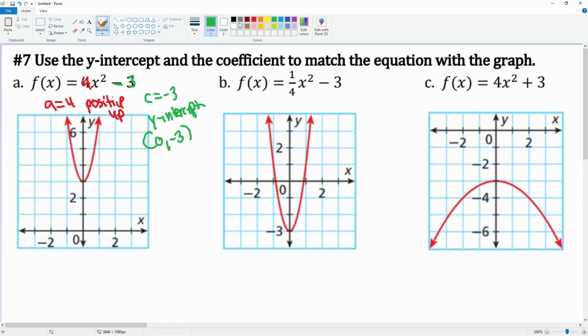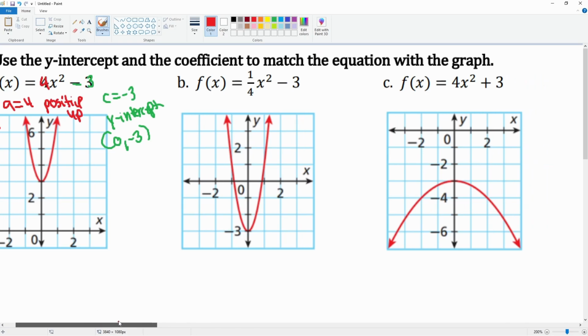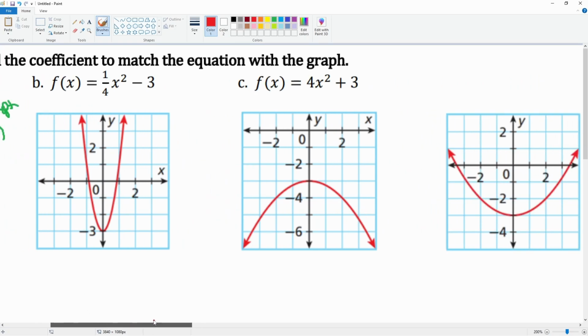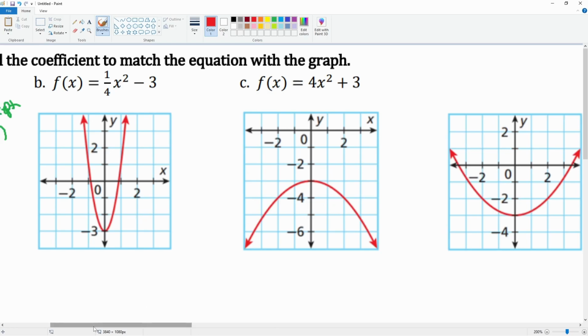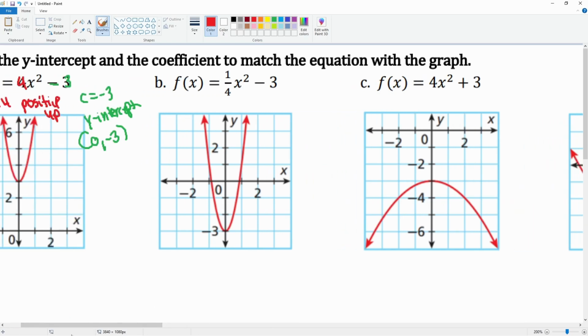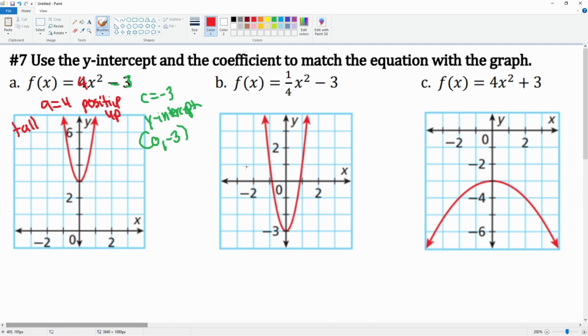Next, we can take a look at the a value. Besides it being positive, we see a equals 4. That is very large, so this means it's going to be very tall. So it's either B or C. It has to be the second or the fourth one. It has to be the second one because the graph is very tall. So we can say that this is f(x) = 4x² - 3.